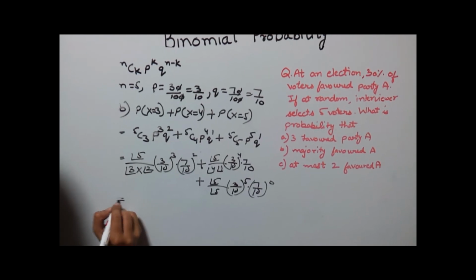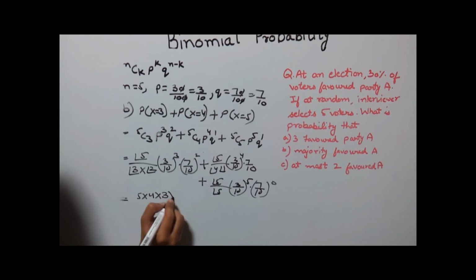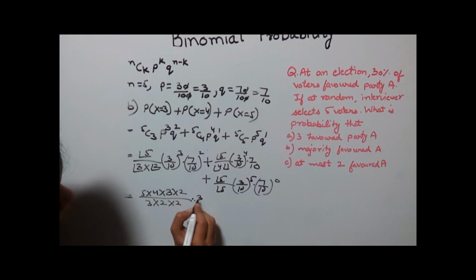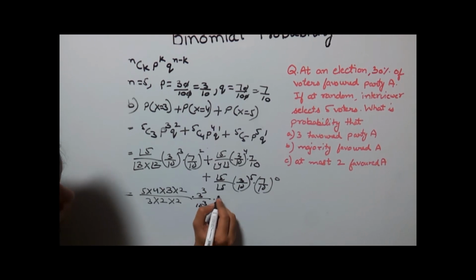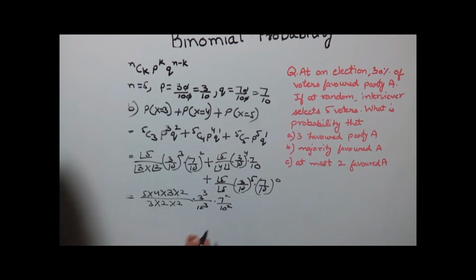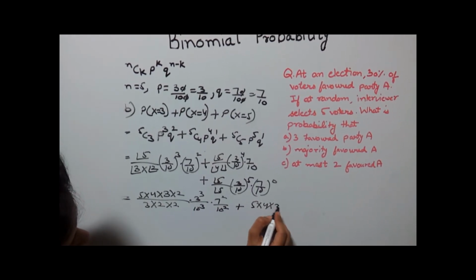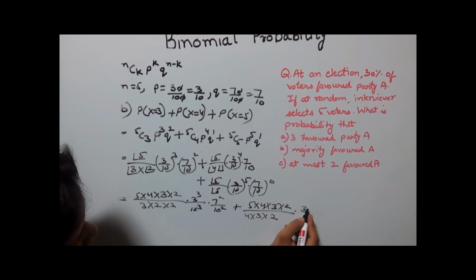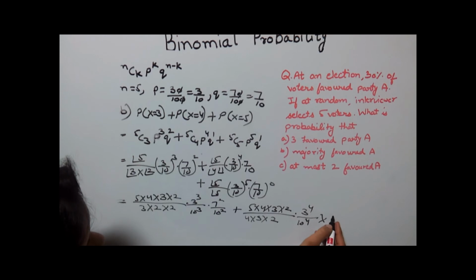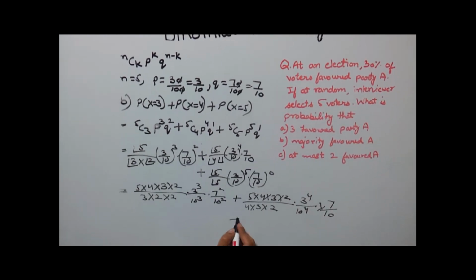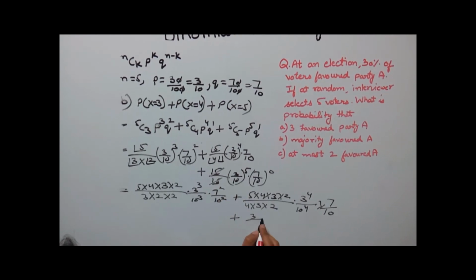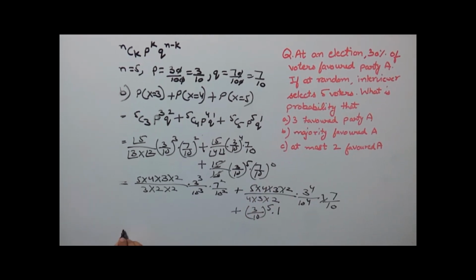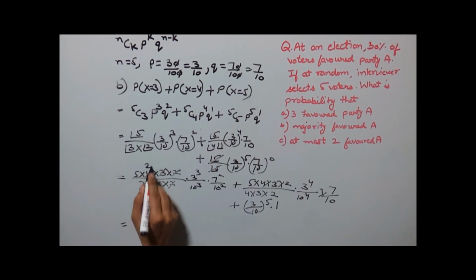Now solving this gives us 5 into 4 into 3 into 2 divided by 3 into 2 into 2, into 3 cube divided by cube of 10, into square of 7 upon square of 10, plus 5 into 4 into 3 into 2 upon 4 into 3 into 2, into 3 to the power 4 upon 10 to the power 4, into 7 divided by 10, plus 5 cancels 5 and we get 3 by 10 to the power 5 into (7 by 10) to the power 0, which is 1. So cancelling them gives us 2.